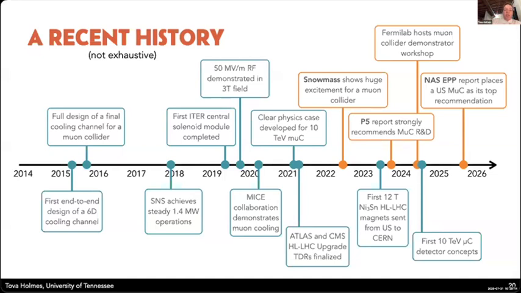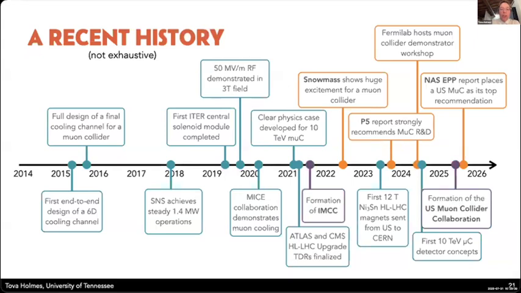So as we're having all of these advancements in our technology, we're also seeing increasing excitement in the US community towards a Muon Collider, first in Snowmass, and then the strong recommendation from P5, and then I would say even the stronger recommendation from the NAS elementary particle physics report that put a US Muon Collider as its top recommendation. And meanwhile, the US community and the international community have been organizing. So right before Snowmass, there was the formation of the IMCC, the International Muon Collider Collaboration. And then just this year, we formed the US Muon Collider Collaboration.